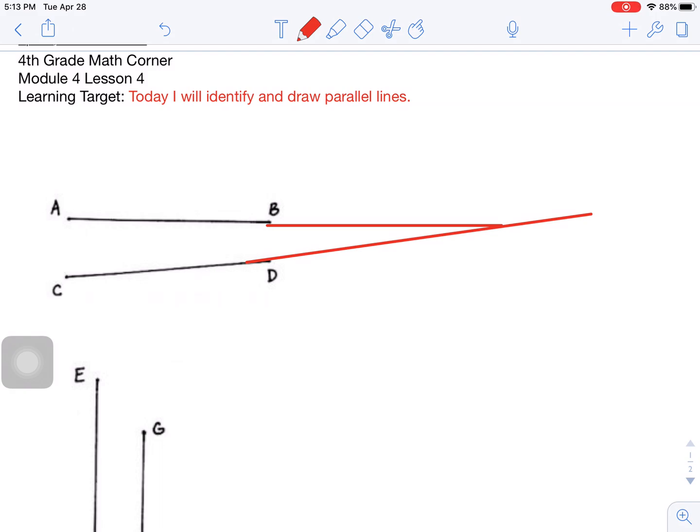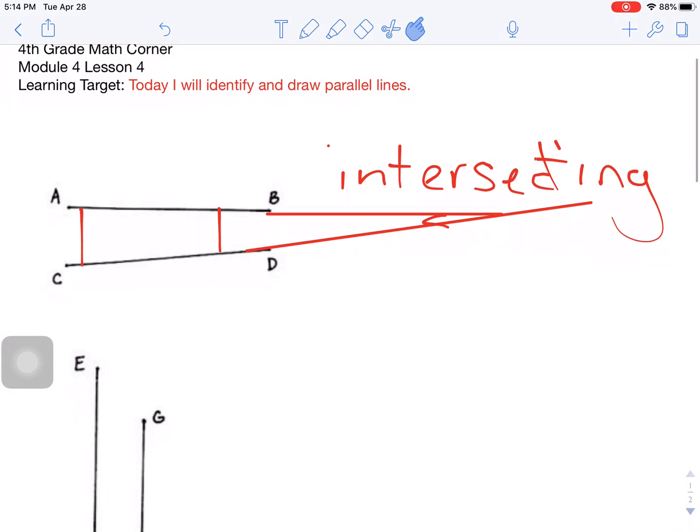Remember, we call lines that cross intersecting lines or perpendicular lines. So looking at where these would cross, do they make a perfect right angle? No. So although they don't look like they're going to touch, they will eventually. So these are still intersecting lines. But let's look at another set of lines.